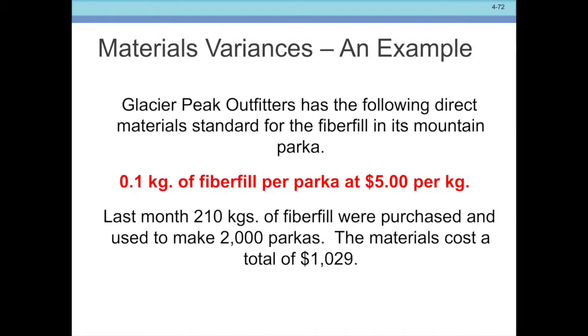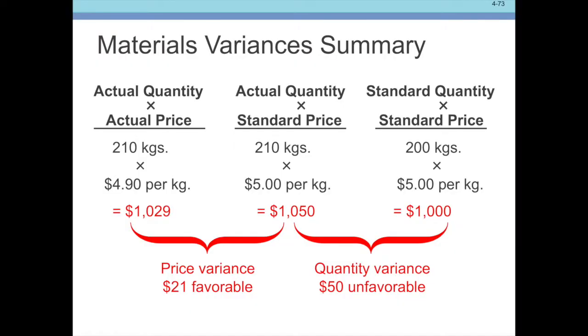Now let's see what they actually had. Last month, 210 kilograms of fiber fill were purchased and used to make 2,000 parkas. The materials cost a total of $1,029. So now we know what we should have had. That's our standard costs and our standard quantity. And now we have the actuals. So we simply need to plug it into the general model of variances. So let's look at that.